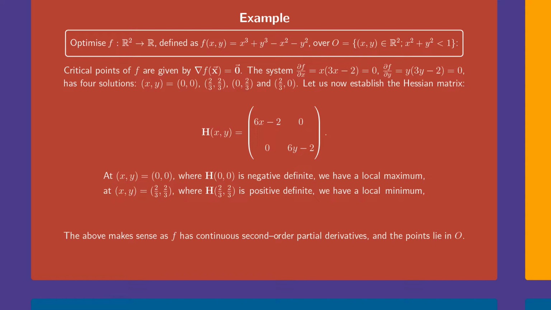For 2/3, 2/3, we obtain a positive definite matrix. At 2/3, 2/3, there is a local minimum. Finally, at both 2/3, 0 and 0, 2/3, the matrix is indefinite. Notice that its determinant is negative. There are saddle points, no extrema.